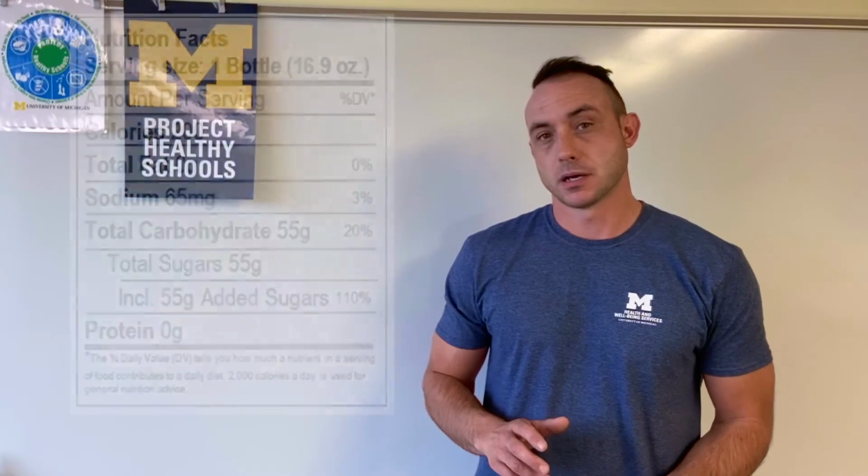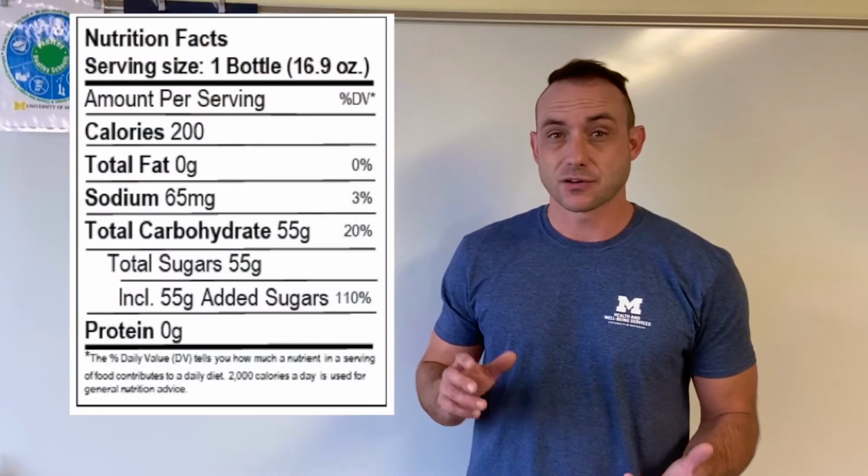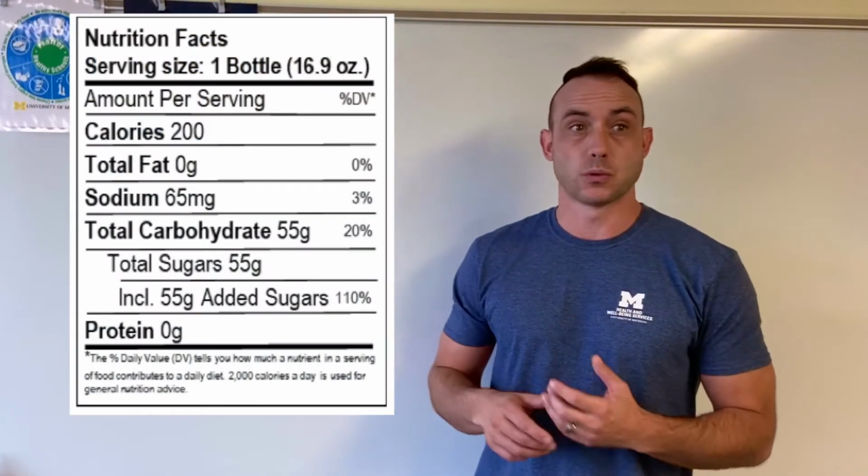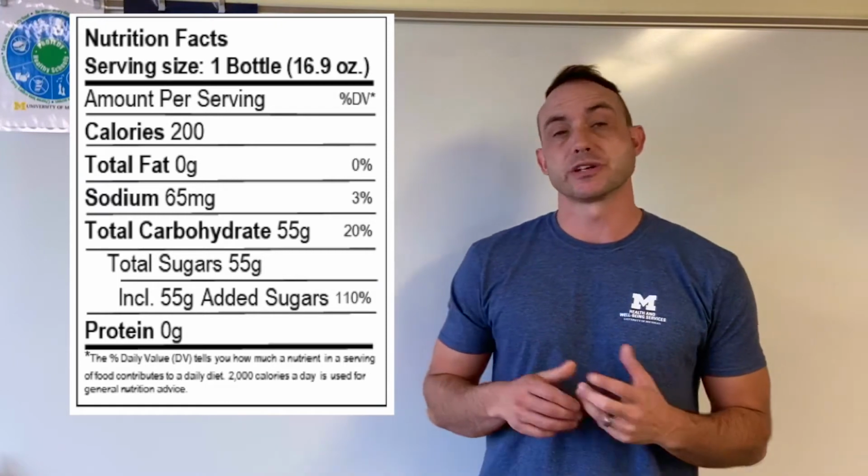So now we're going to talk about how to find out how much added sugar is in the foods that we eat or drink. To do that, we're going to talk about the nutrition facts label. Now I'm betting you've seen a nutrition facts label. The nutrition facts label can be found on any food that contains more than one ingredient. It tells us what nutrients are in each food, as well as the serving size and the calories.